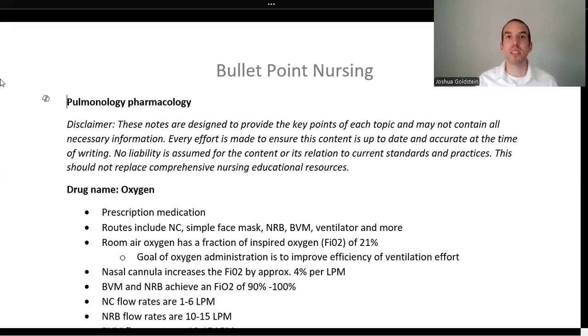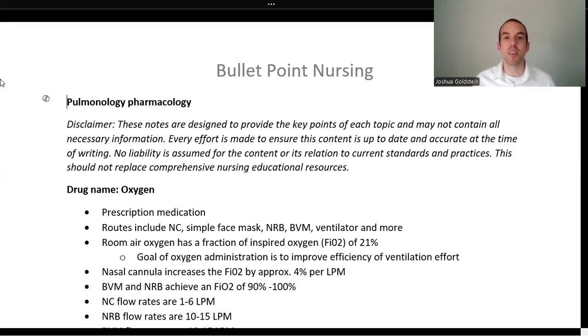Now, a few more things to know about, and then we'll move on past oxygen. A nasal cannula increases the FiO2 by approximately 4% per liter. So if you put a patient on 2 liters, that's 2 times 4, that's 8. So 8 plus the 21, instead of them breathing 21% air, now they're breathing 29% air. Again, that 8 plus the 21.